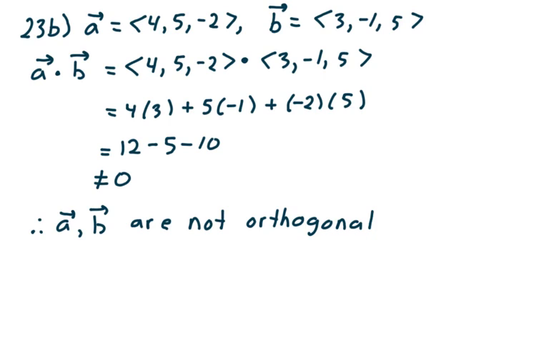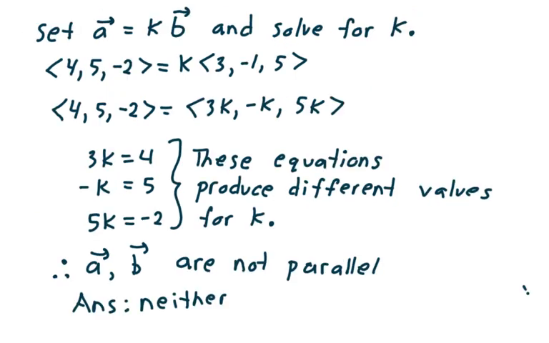So that's the vector 4, 5, negative 2 dotted with the vector 3, negative 1, 5. So that's 4 times 3 plus 5 times negative 1 plus negative 2 times 5, which is 12 minus 5 minus 10, and that's not 0. And so therefore, a and b are not orthogonal to each other. So if they're not orthogonal, we need to check to see if they are parallel.